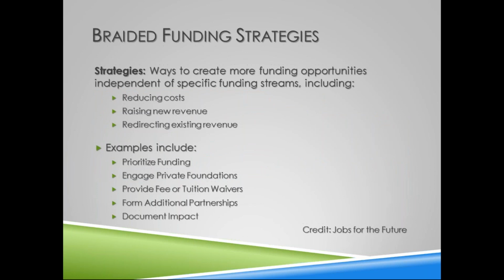So with braided funding strategies, these are ways to create more funding opportunities independent of specific funding streams. These can include things like reducing costs, raising new revenue, and redirecting existing revenue. These are things that we've all been doing a lot in the last 18 months, and prior to that as well, but definitely during the last 18 months, these are things we've been focusing on with the state budget concerns.